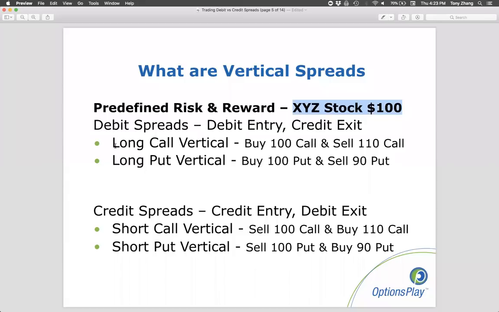What can you do? You can trade a long call vertical. That's where you're buying a 100 strike call, so an at-the-money call. And at the same time, you're going to sell an out-of-the-money call. You're going to sell a 110 call against it, a further out-of-the-money call. And what that does is it offsets the cost of that long $100 call. It helps reduce your overall risk from outright buying just a $100 call.